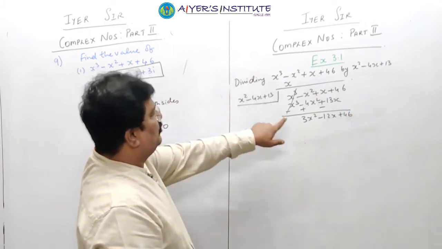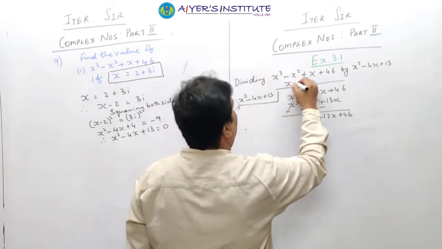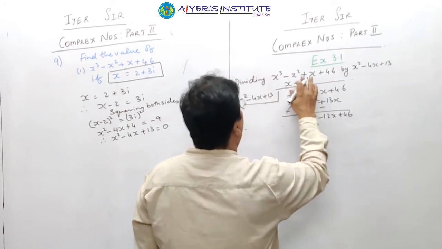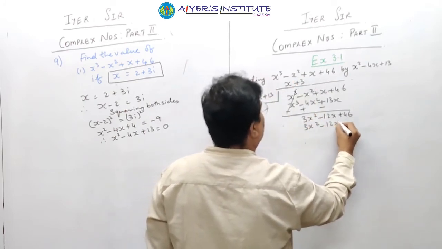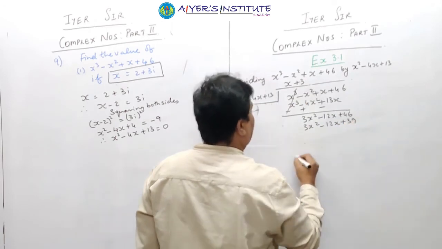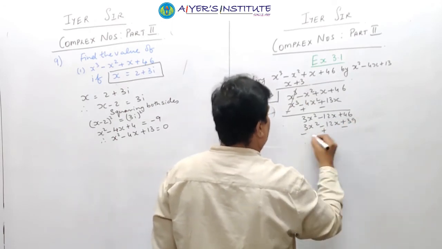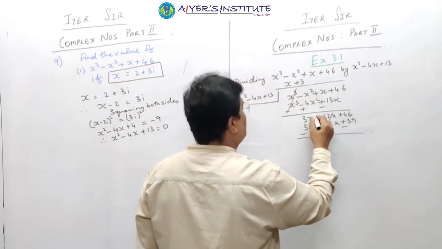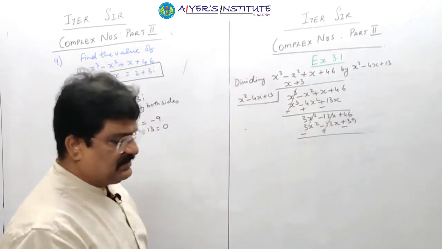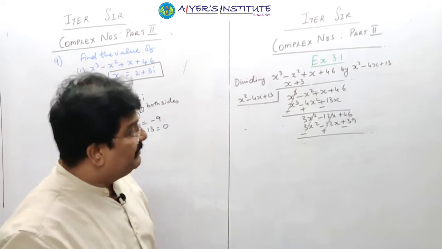Again, x square into what will be 3x square? 3. So we'll write here 3. So 3 into x square is 3x square. 3 for the 12x. 3 13 the 39. Change the sign. Minus plus minus. Right? So ultimately we get 46 minus 39, where the remainder is 7.